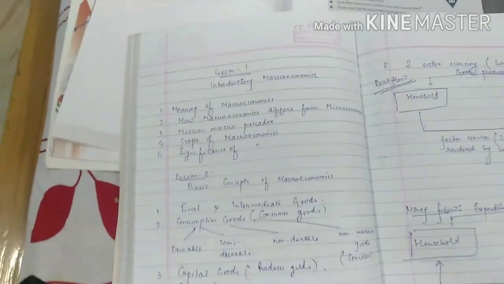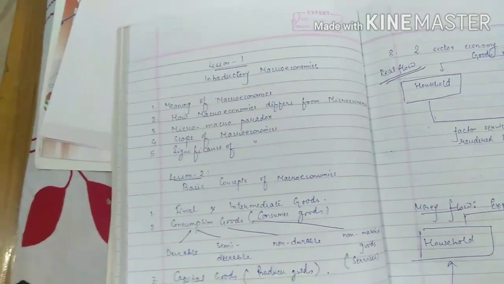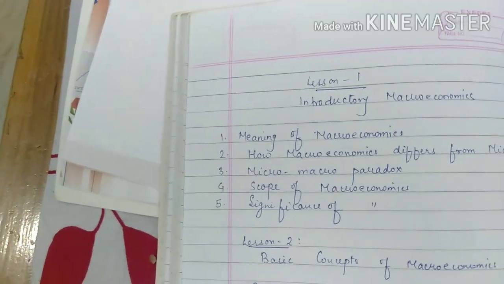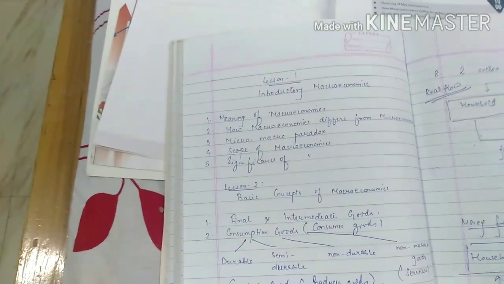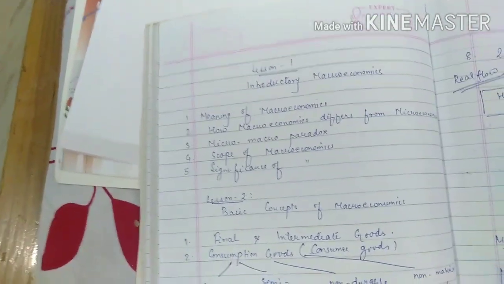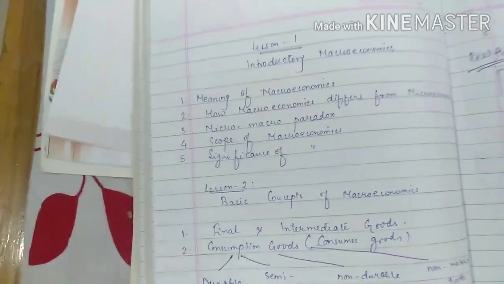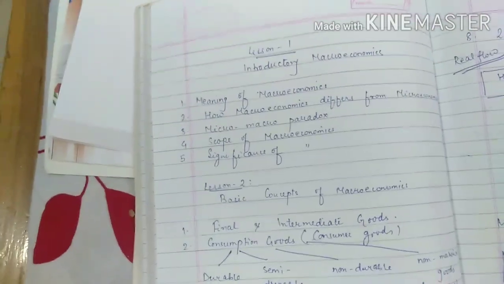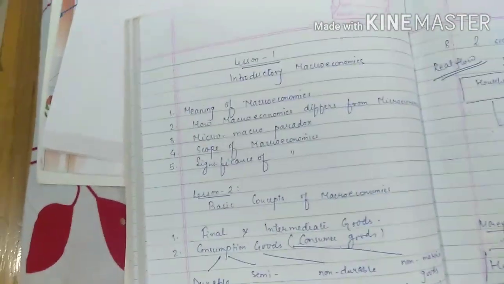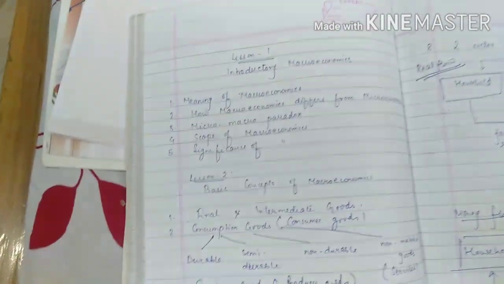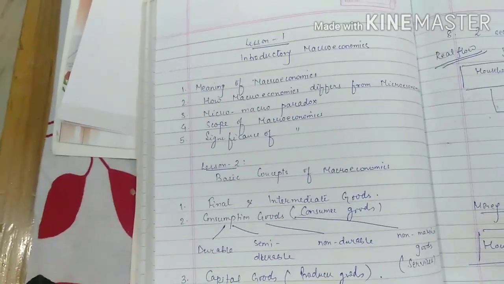Moving on, let's look at some terms that are widely used in macroeconomics. The first term is the micro-macro paradox. The meaning of this term is that what is true at the micro or individual level might not be true at the aggregate level. I am repeating again, what is true at the individual level might not be true for the aggregate level. Let me give you an example.